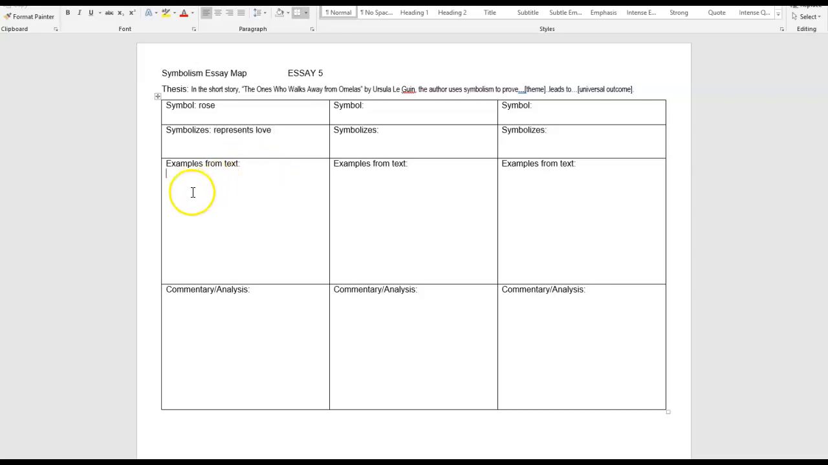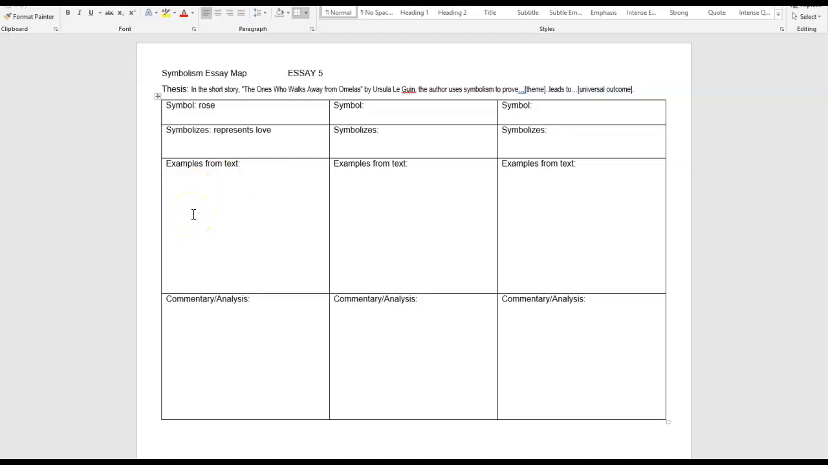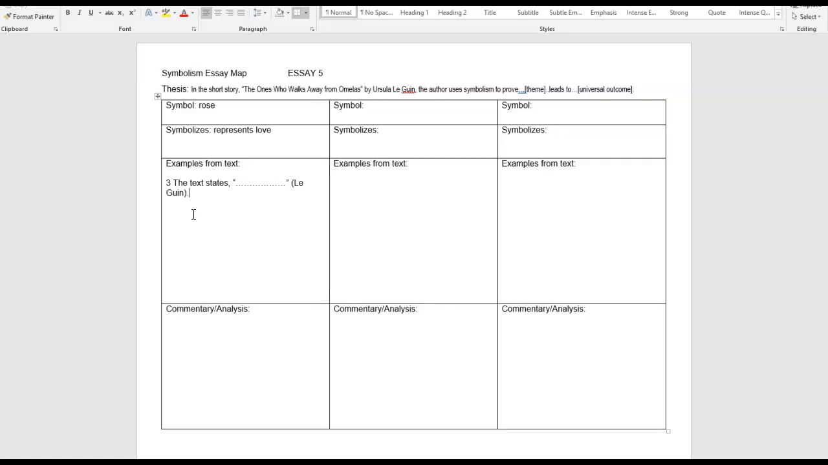Then I need to find examples from the text. This is always number 3 in your How to Write guide, so you should write that as it is, right? The text states, comma, open up your quotation, close your quotation, and then the author's last name should be in parentheses with the period at the end. This will go for each one of these, okay?